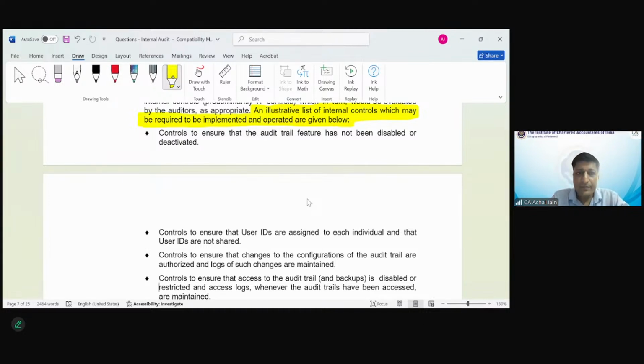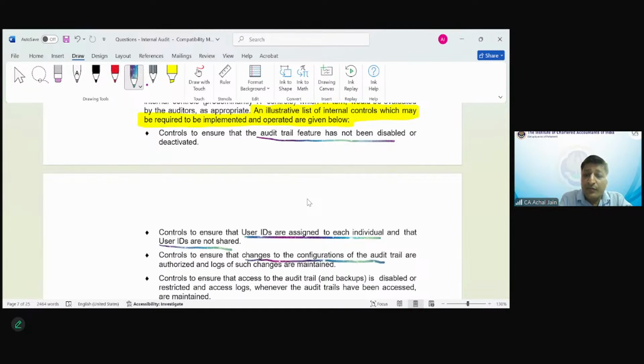Correct. So now, if you look at some of those internal controls, they will be to ensure that the audit trail feature has not been disabled, to ensure user IDs are assigned to each individual so that this tracking can be done, and those user IDs are not shared so that one can remain accountable, to ensure changes to the configurations of the audit trail are authorized. Only then somebody can get it done, otherwise not. Logs of such changes are maintained.